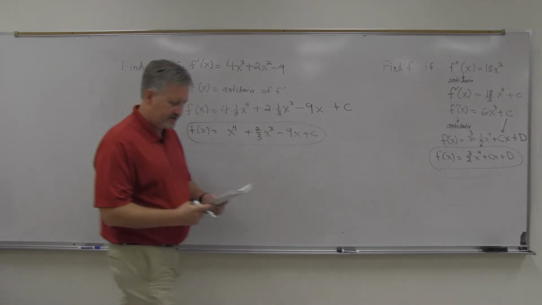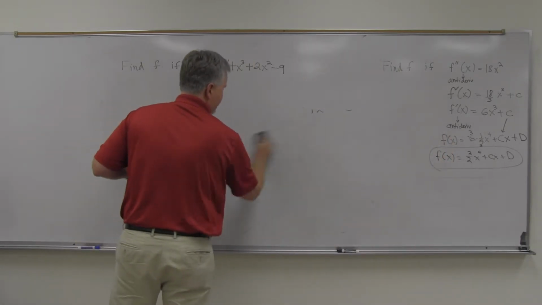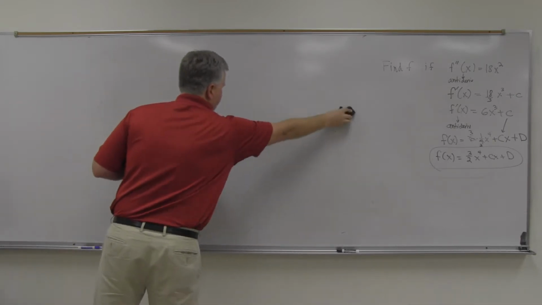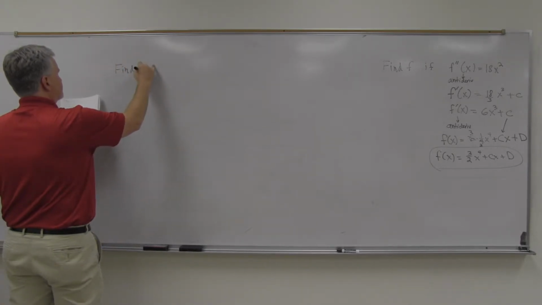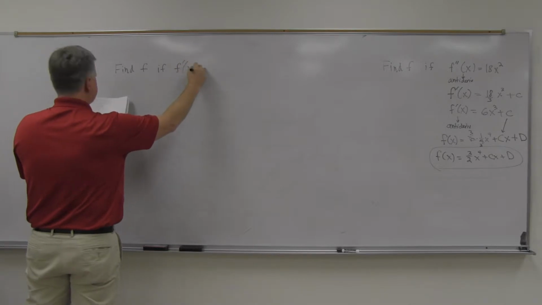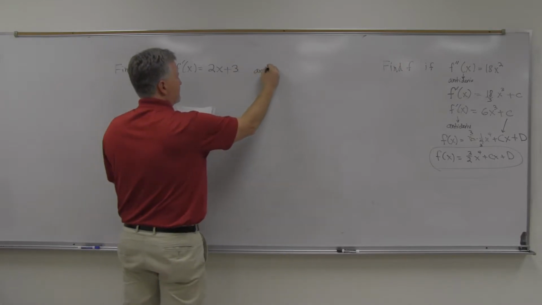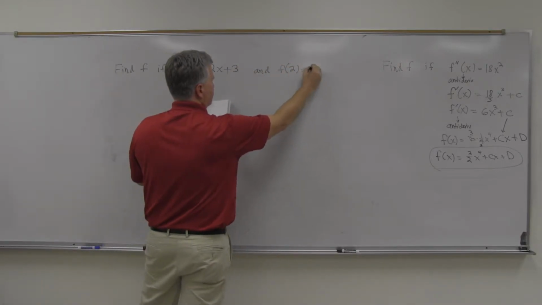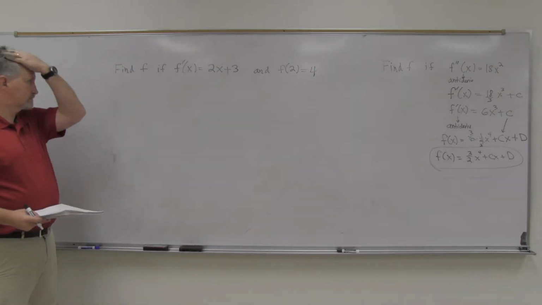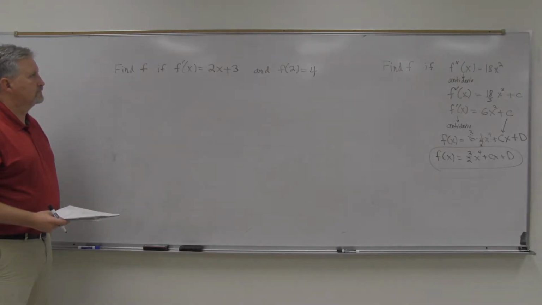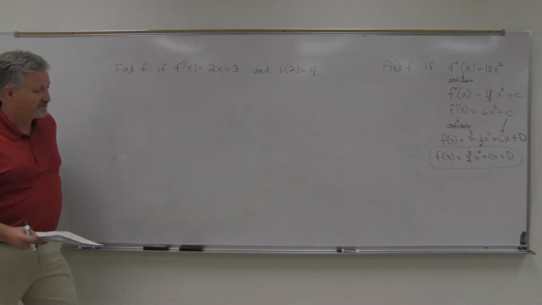All right. Now let's do a couple others and add another step onto this. So let's find f if f prime of x equals 2x plus 3 and f of 2 equals 4. So you can see I've got a little bit more information, and I'll tell you what that means to us here in just a second.